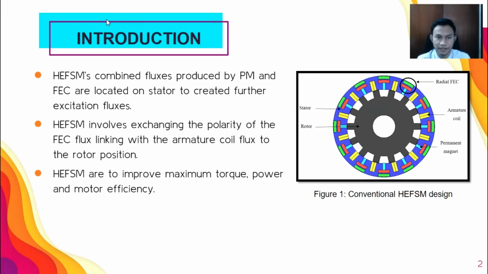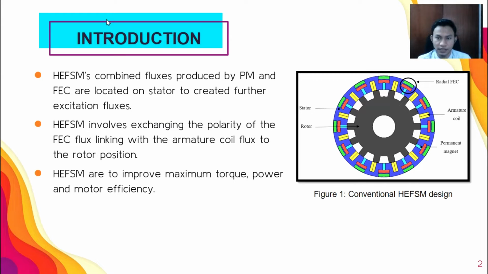For the introduction, the HFSM is an upgrade from the PM FSM, which is the Permanent Magnet Flux Switching Motor, and also an upgrade from the FE FSM, which is the Field Excitation Flux Switching Motor. From the upgrade, it produces the HFSM, the Hybrid Excitation Flux Switching Motor, which combines flux produced from the permanent magnet and the field excitation coil located on the stator to create a further excitation flux.